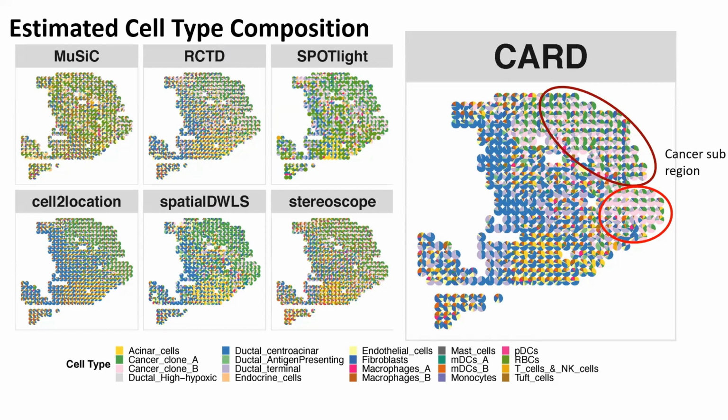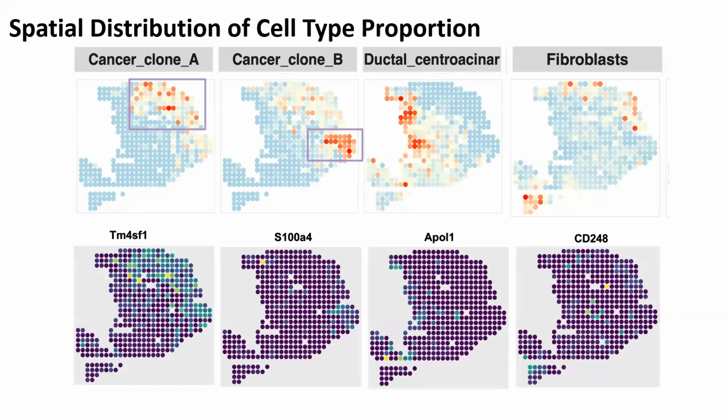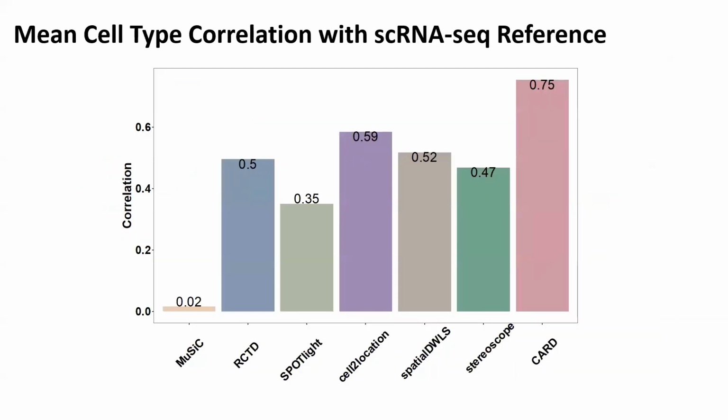More importantly, it's able to capture 2 distinct cancer subregions in this tissue that are not captured by other methods. Specifically, the top one is a cancer subregion dominated by the green cells, and the bottom one is dominated by the pink cells. It turns out that the pink and green cells are 2 different stages of cancer that express in 2 different regions. Clone A cells tend to express in the top half of the cancer region, and clone B is mostly enriched in the bottom half. So through deconvolution, now you are able to capture those different subdomains of the cancer regions.